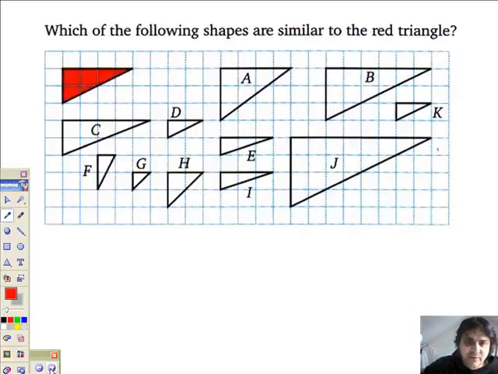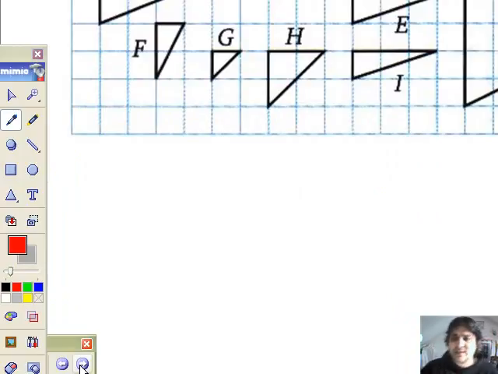Right, question 4 deals with similarity. It says, which of the following shapes are similar to the red triangle? Now please remember, all these are triangles. Oh, they're all similar because they're all triangles. No, no, no. This is mathematical similarity. Corresponding lengths are in the same ratio, and all the corresponding angles are the same, identical.